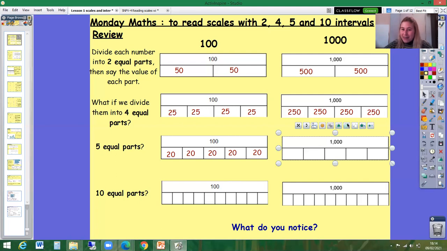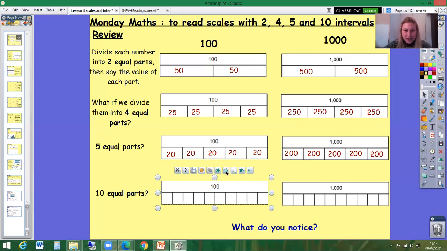What about 1,000 divided by 5? So hopefully you knew that we would need 200s. 200, 400, 600, 800, 1,000. Now let's do 100 divided into 10 equal parts. So I know that 10 lots of 10 make 100. So I can count in tens. Count with me. 10, 20, 30, 40, 50, 60, 70, 80, 90, 100.